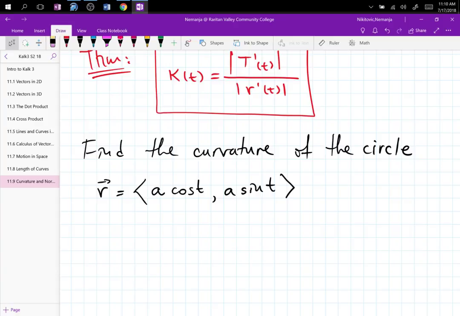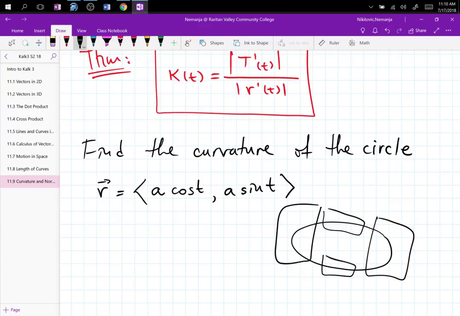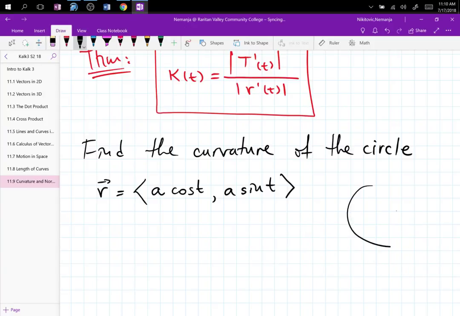So an ellipse, which is a general circle, would have a and b in front of cosine and sine, and that one does not have a steady curvature, because when you draw an ellipse, it curves more on these ends than on top and the bottom. So curvature is bigger on left and right, the way I drew this ellipse, than on top and the bottom. But the circle, the curvature should be the same everywhere.